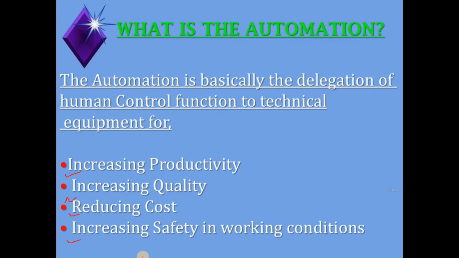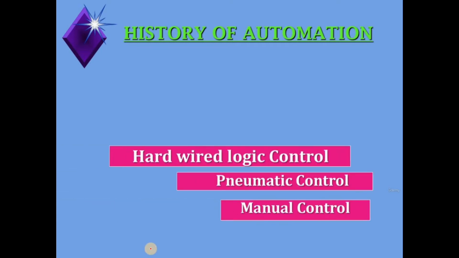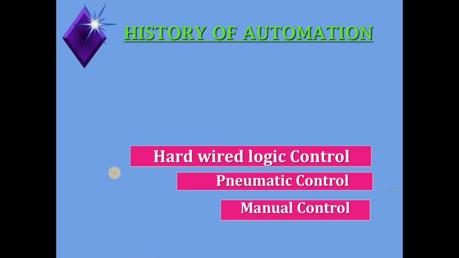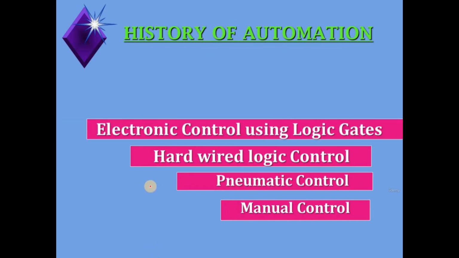Now let us throw some light on the history of automation. So here you can see manual operation, pneumatic control, hardware logic control, electronic control using logic gates. So these are the old technologies actually.